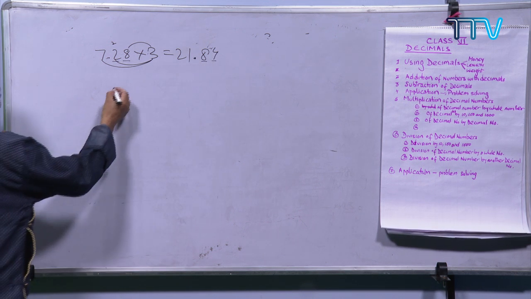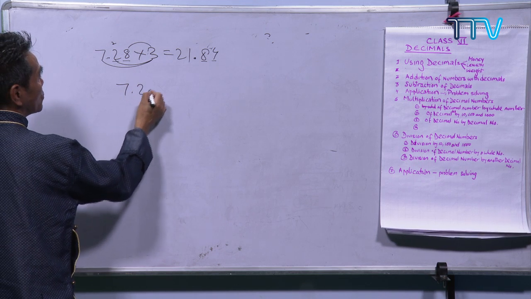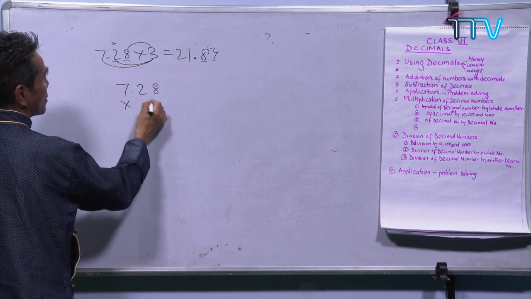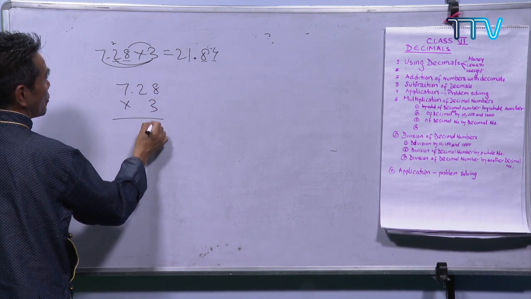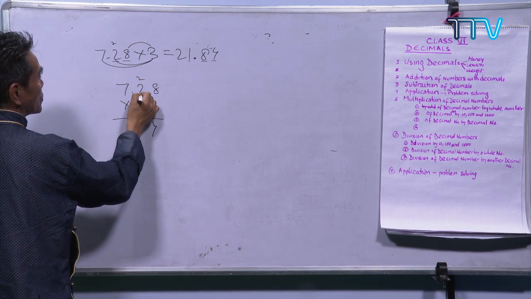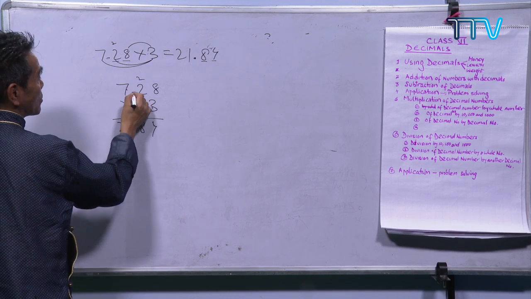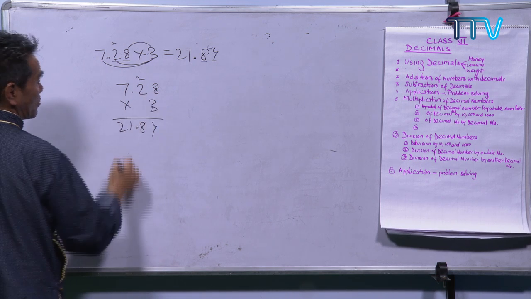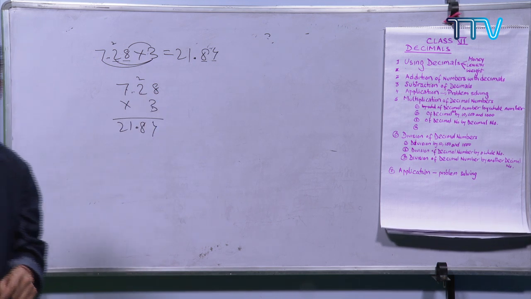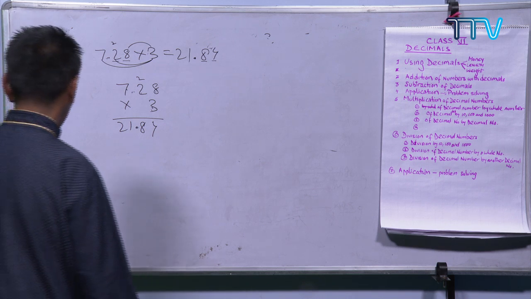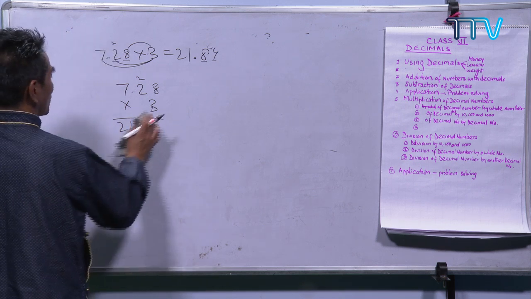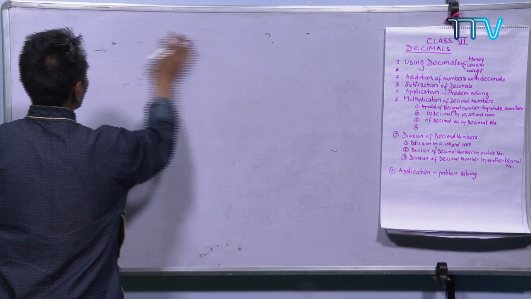So 7.28 multiplied by 3: 3 times 8 is 24, 3 times 2 is 6 plus 2 is 8, 3 times 7 is 21. Check the decimal point, we need 2 decimal places. Okay, that is multiplication. Now we'll shift to multiplication by 10, 100 and 1000.